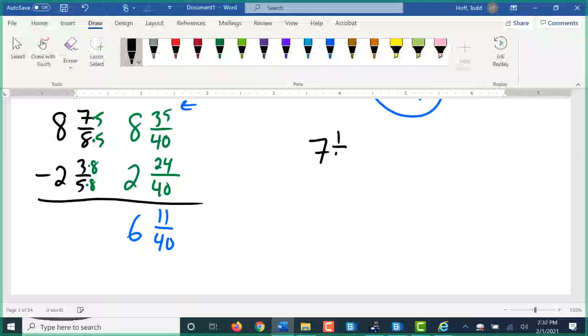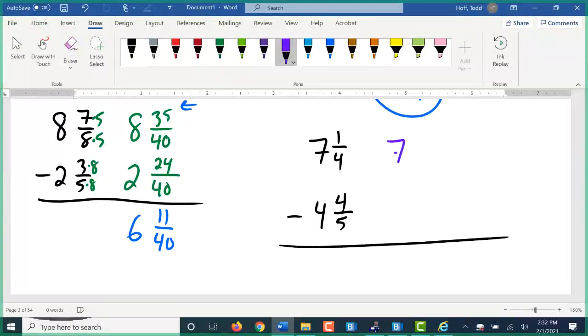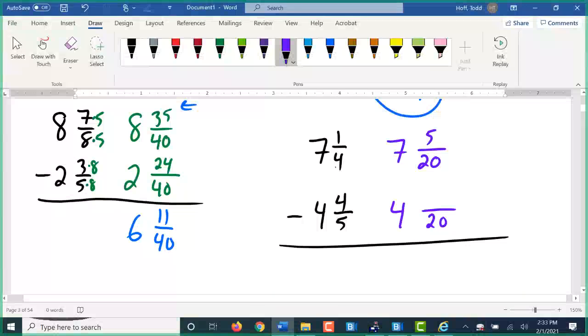You might have 7 and 1/4 minus 4 and 4/5. We'll need a common denominator. What's it going to be? 20. 1/4 becomes how many 20ths? 5. Good. 4 times 5, so 1 times 5. 4/5 becomes how many 20ths? 16. Now we go to subtract.